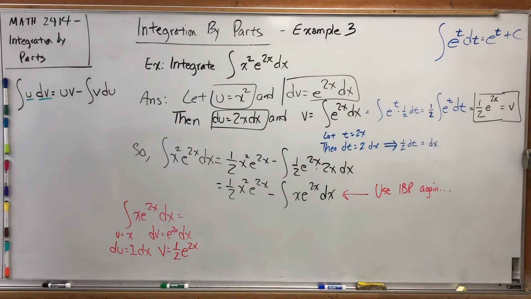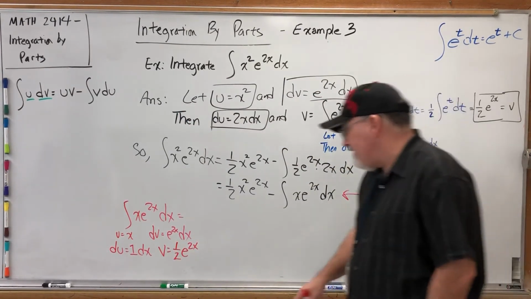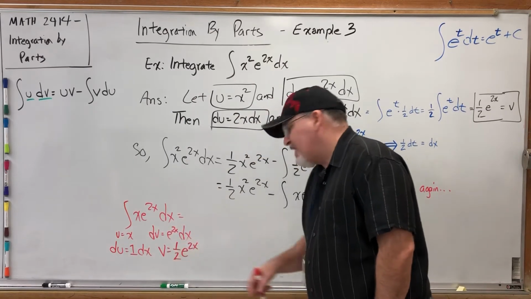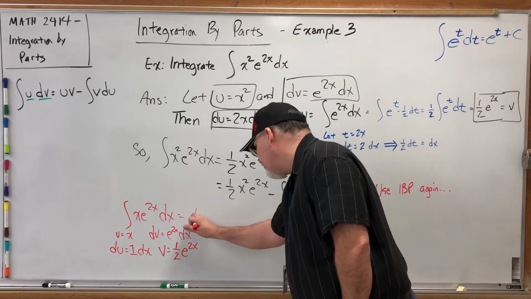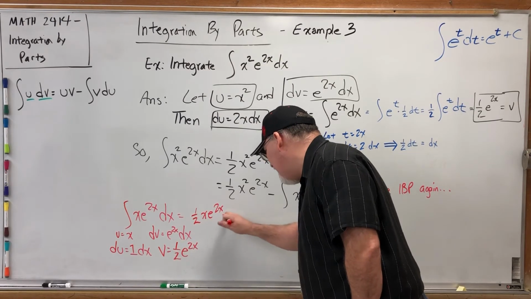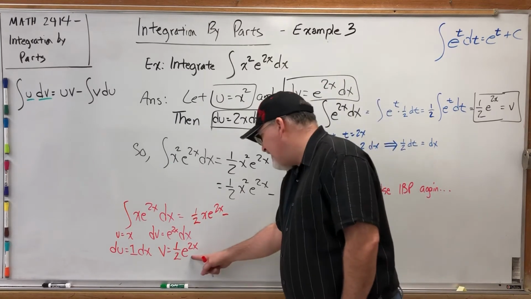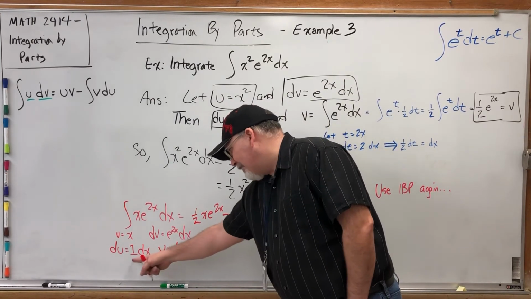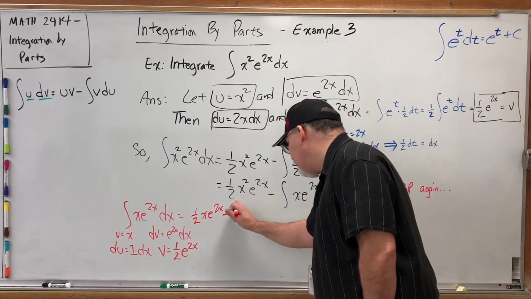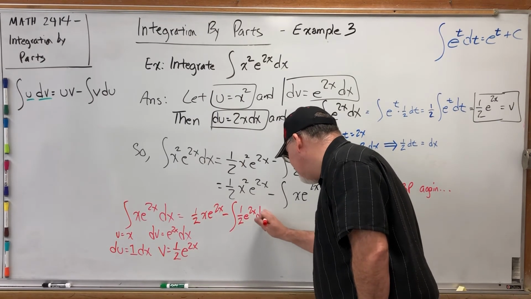Okay, let's see how this plays out. Integration by parts on this will give us u times v, so x times 1/2 e to the 2x, so 1/2 x e to the 2x, minus the integral of v du. So minus the integral of 1/2 e to the 2x times 1 dx, so it'll be the integral of 1/2 e to the 2x dx.